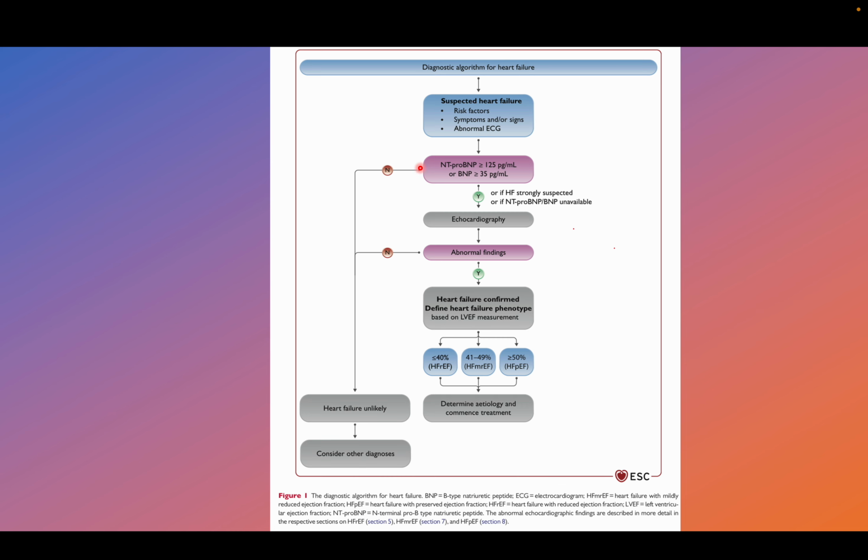Then, if possible, get NT-proBNP and BNP. NT-proBNP more than 125, BNP more than 35. If these biochemical markers are present, then go for echocardiography. If there is an abnormal finding, it is diagnosed as heart failure based on the echocardiography findings.